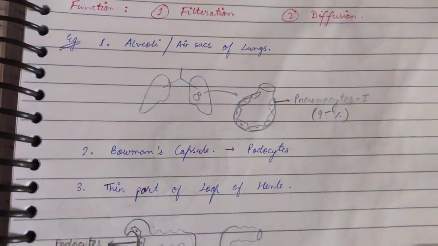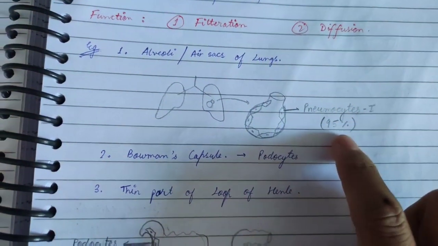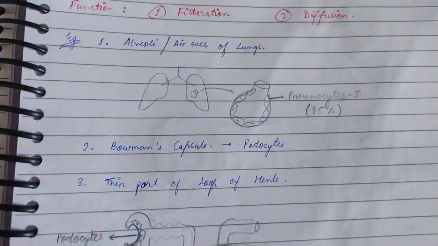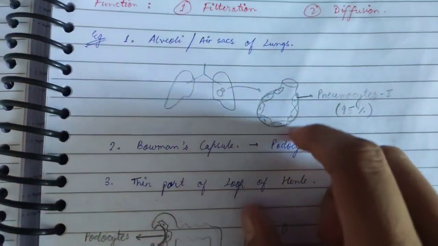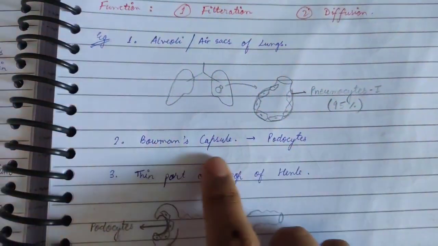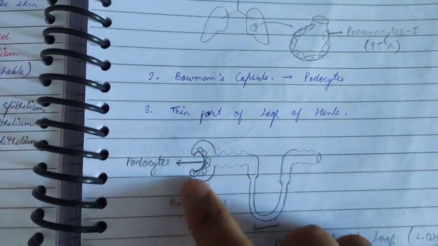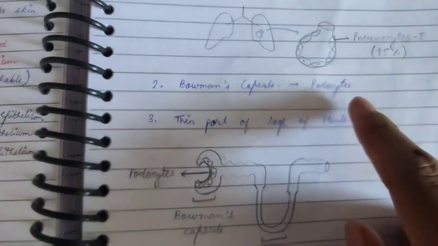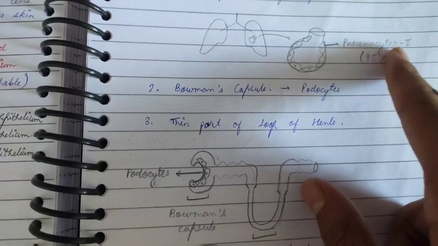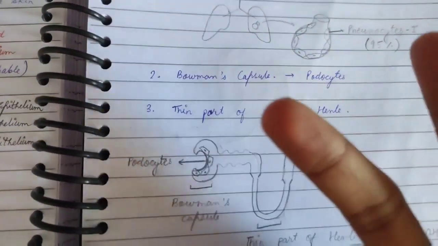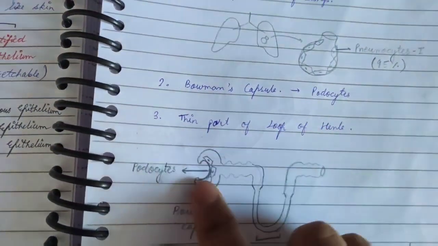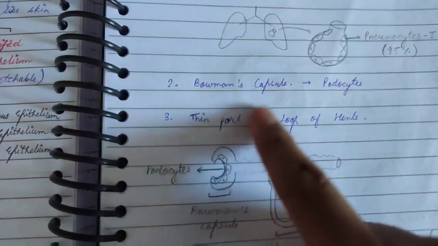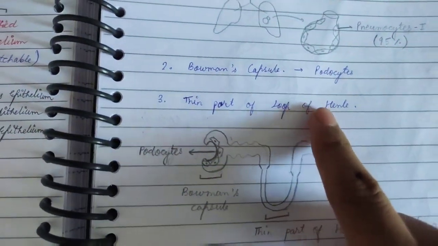See, in the alveoli or air sacs of lungs, this is basically the structure where pneumocytes 1 are present. Pneumocytes 1 are present in 95% of the area. Okay, this is basically the structure of alveoli. Now next is Bowman's capsule. The cells present there are known as podocytes. You must remember these names, pneumocytes 1, because we are going to study pneumocytes 2 also. That is why I am telling. Podocytes in Bowman's capsule.